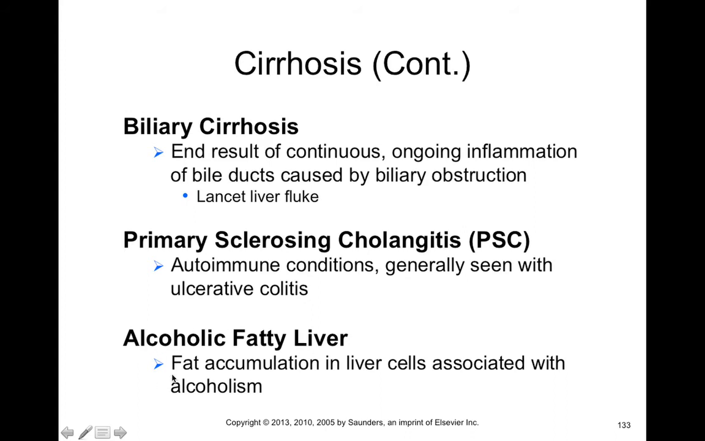With alcoholic fatty liver, what we find here is that due to chronic alcohol exposure, this leads to fat accumulation in the liver cells, and it's associated with alcoholism and end-stage liver disease.